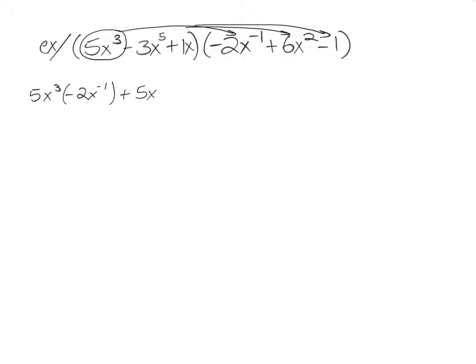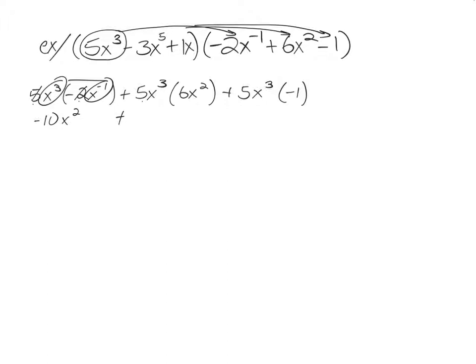Plus 5x cubed times 6x squared plus 5x cubed times negative 1. All right, so all this stuff is going on here. We have 5 times the negative 2 is negative 10. Ooh, so we took care of that and that. But what do we do with these here? It turns out you can just add the exponents together. So 3 plus a negative 1 would just be 2. And that's how we're going to approach these the rest of the way. And it works here too.